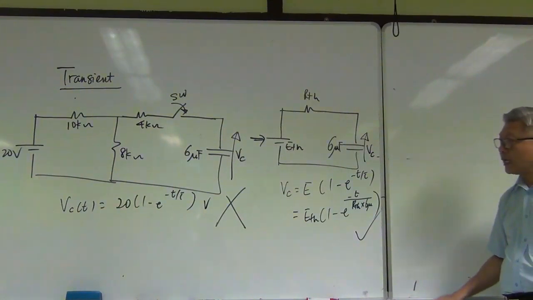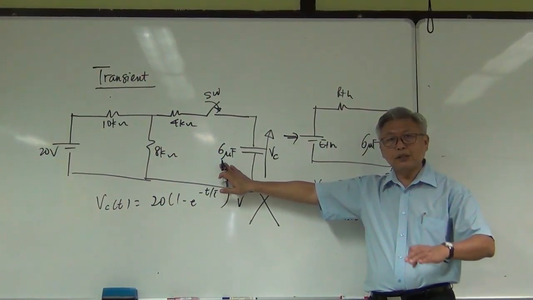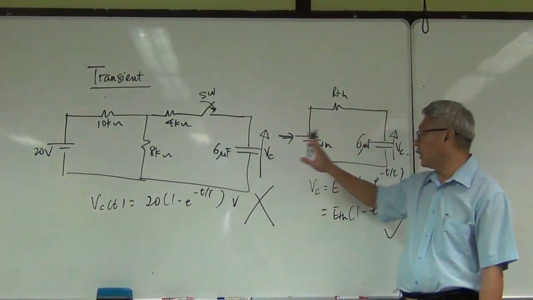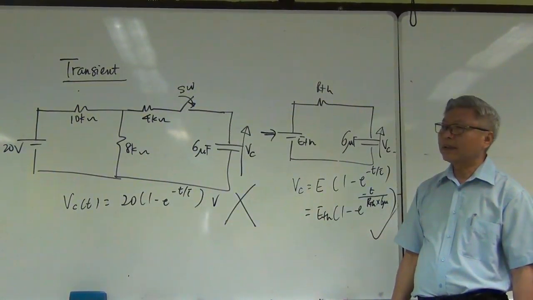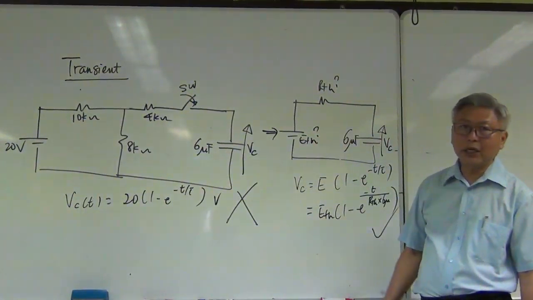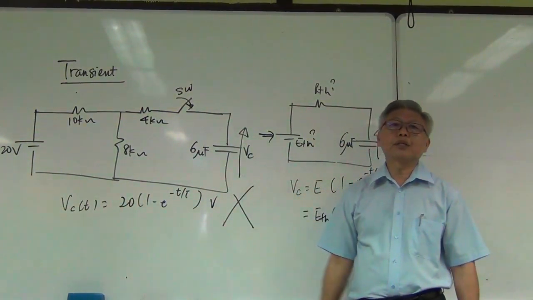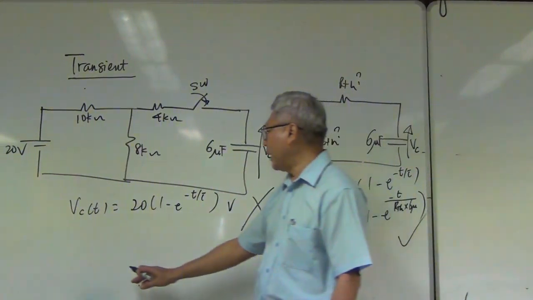Alright? So the challenge for us now is that when you see a transient question that is not a simple series circuit, you have to make the circuit into this. So now let's revise our Thevenin's theorem on how to find ETH and how to find RTH when the circuit is not a simple series circuit. Got it? Okay, so let's try.